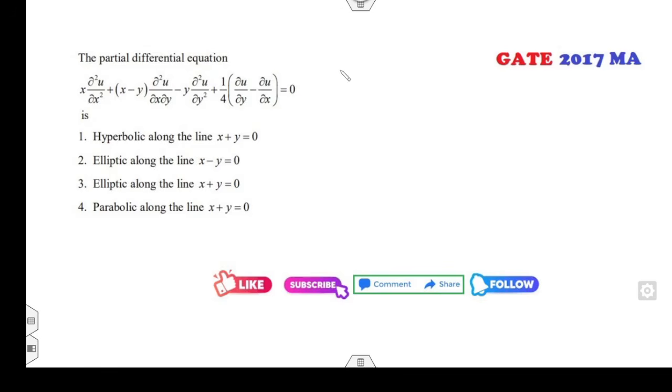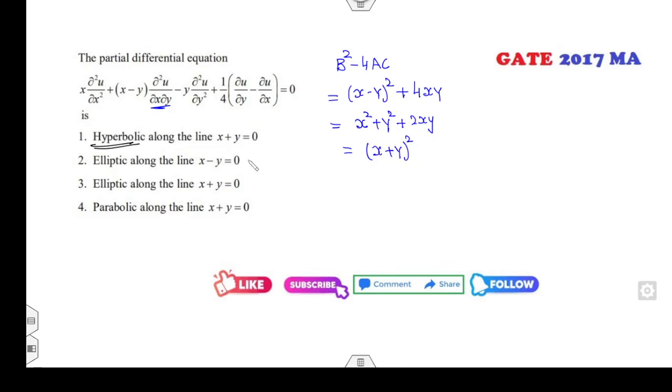The partial differential equation, so I can find b square minus 4ac. Find b square. What is the b? (x minus y) whole square minus 4ac, minus minus plus 4xy. If you open the bracket, it will be x square plus y square minus 2ab. So that will be plus 2ab. That implies (x plus y) whole square. अब आप देखो ये हाइपरबोलिक कब होना चाहिए, जब ये नंबर ग्रेटर देन 0 आएगा. पर अलोंग द लाइन x प्लस y इज इक्वल टू 0, तब तो ये क्या हो जाएगा, इट्स अ पैराबोलिक.